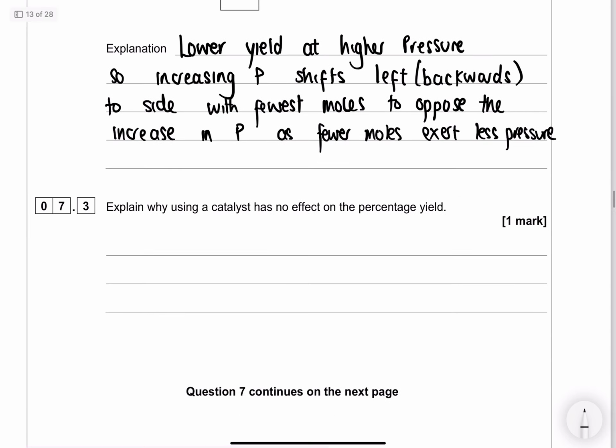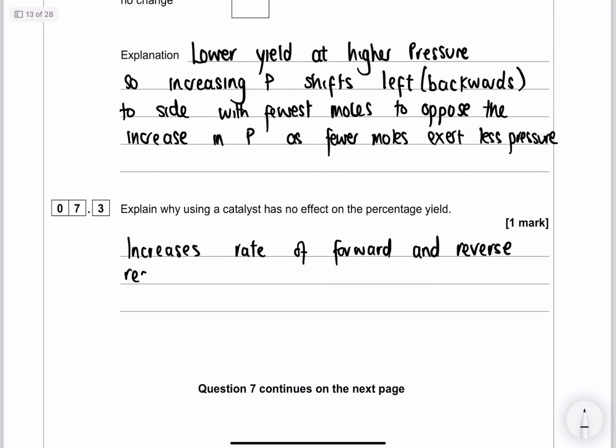Explain why using a catalyst has no effect on percentage yield. Using a catalyst increases the rate of the forward and reverse reactions, and the key thing is that it increases it equally.